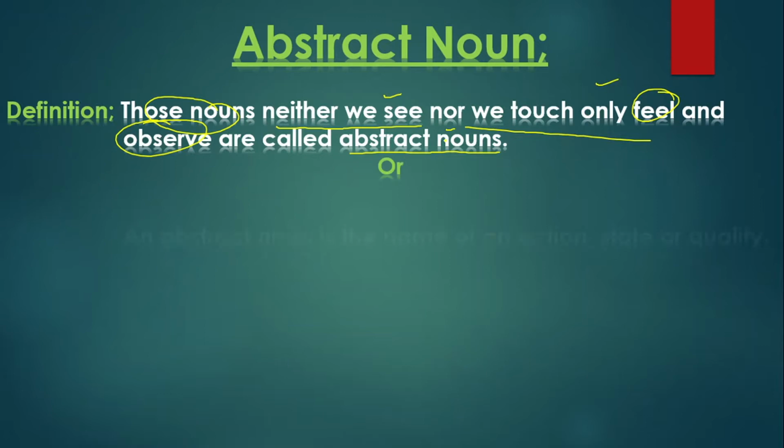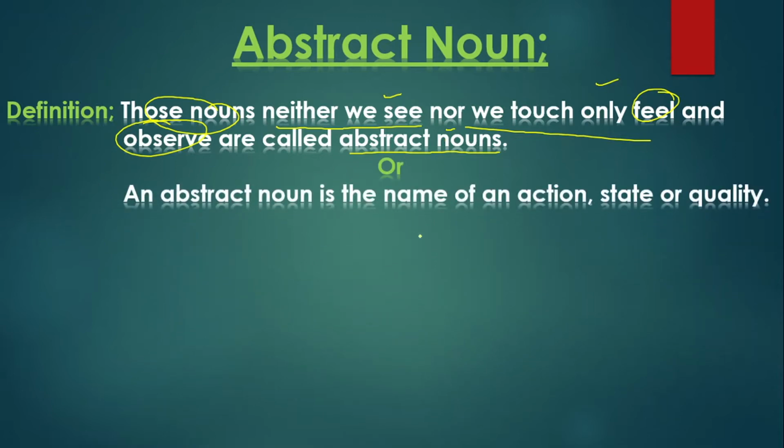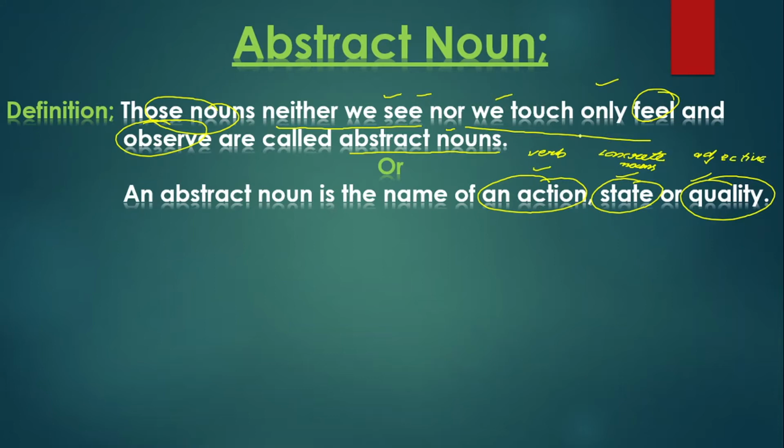Now we have another definition for it: an abstract noun is the name of an action, state or quality. So it is not only a noun which we cannot see and touch, it is also the name of an action, state or quality. If you remember, in the previous slide I told you they are made from verbs. If they are made from verbs, they are names of actions. If they are made from concrete nouns, which we have already discussed in previous lectures, they are names of states. And if they are made from adjectives, then they are names of quality. Clear? So an abstract noun is the name of an action, state or quality.